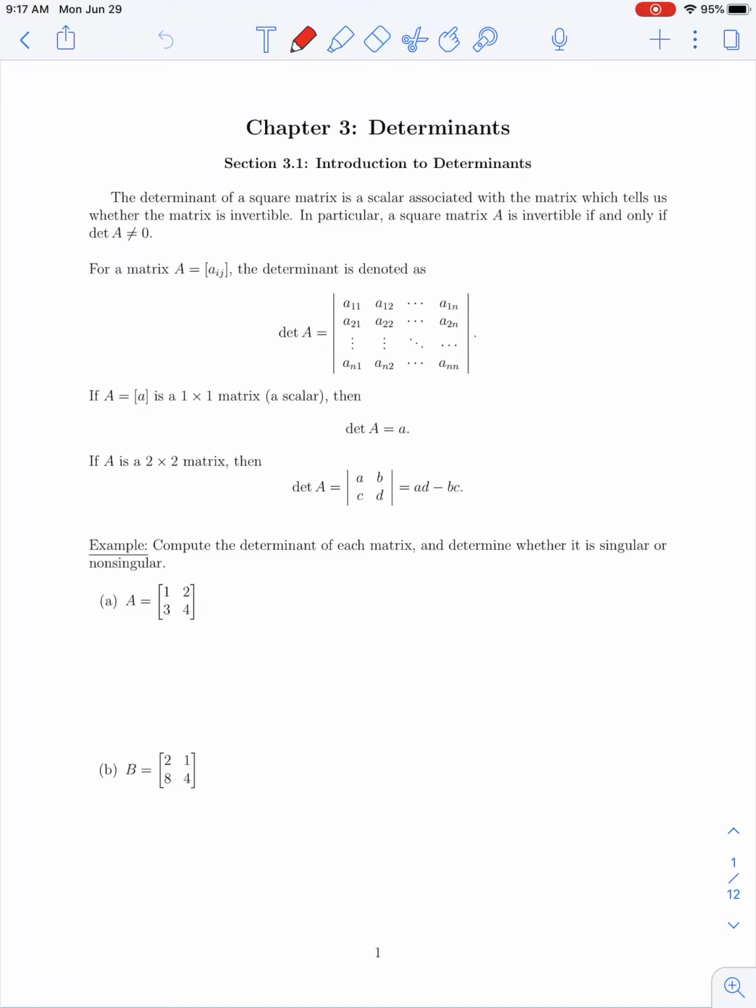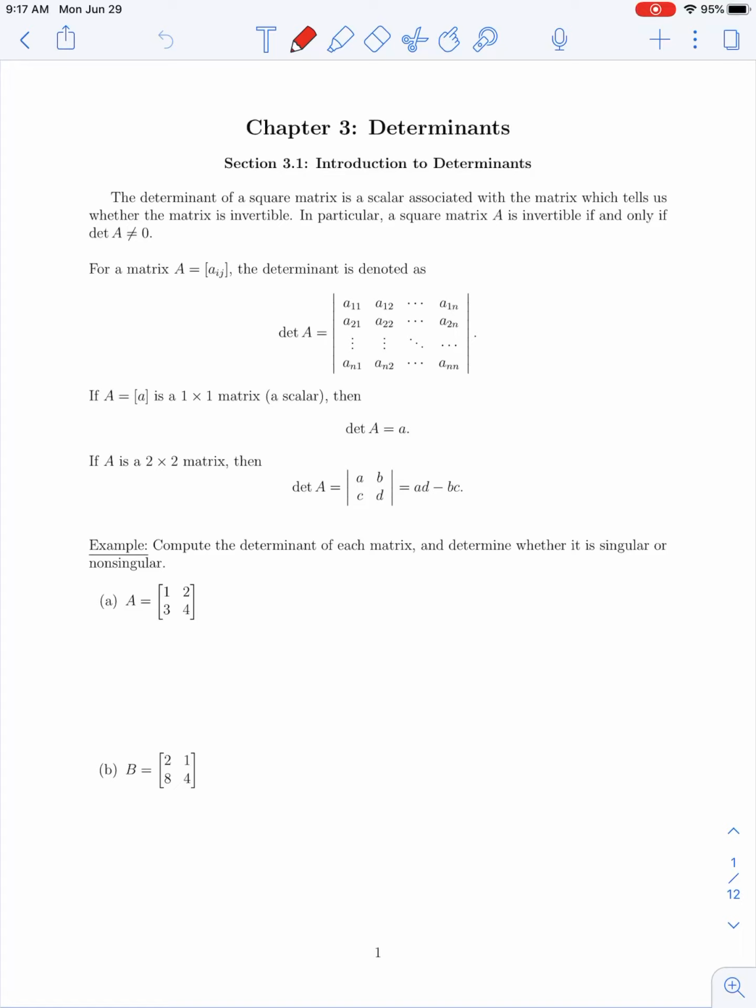Okay, in today's lecture, we're going to start our Chapter 3 material on determinants. And in Section 3.1, we'll give a more formal introduction to determinants. In the last chapter, we were considering the determinant of a 2x2 matrix as a way to determine whether it was invertible or not. And we had a nice simple formula for finding the determinant of a 2x2 matrix.